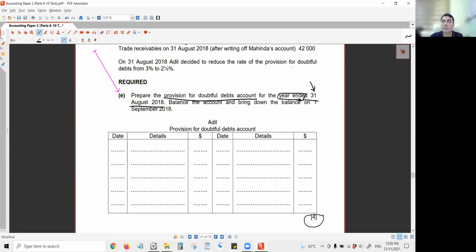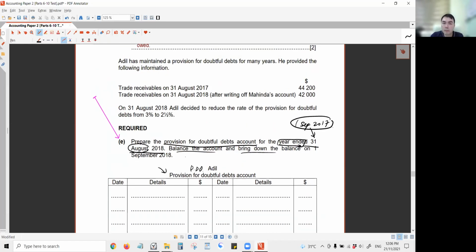So find the beginning of the year, 12 months backwards, September 1st, 2017. If you're not sure, you're not confident whether this date is correct or not, you can count yourself forward to ensure that there are 12 months. Starting with September, then you count forward September, October, November, all the way until this month, ensure that there are 12 months. Balance and bring down the balance. Reminding you to do balancing. So this is provision for doubtful debts account. I call it the PDD account. Easier to pronounce.